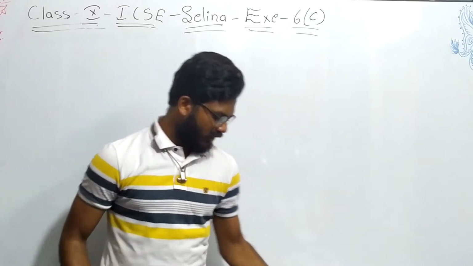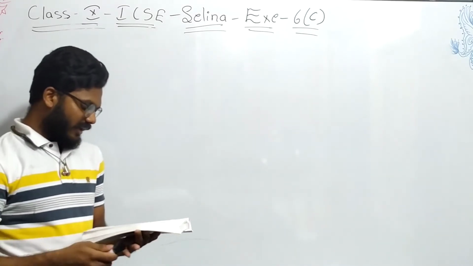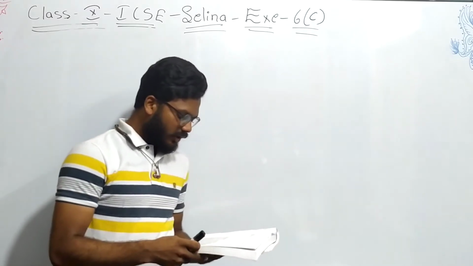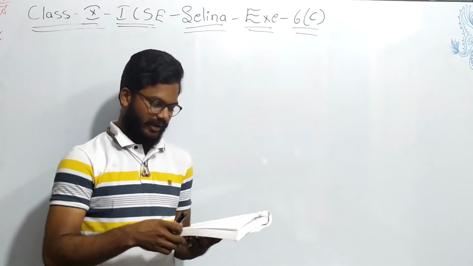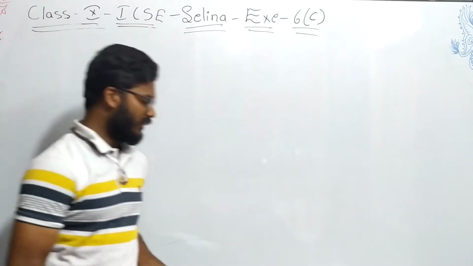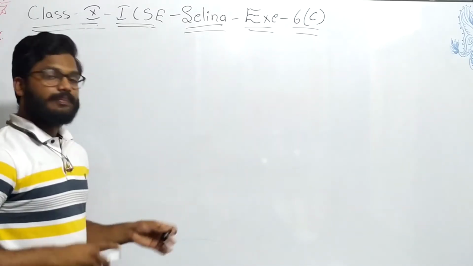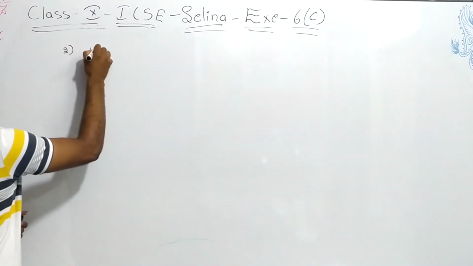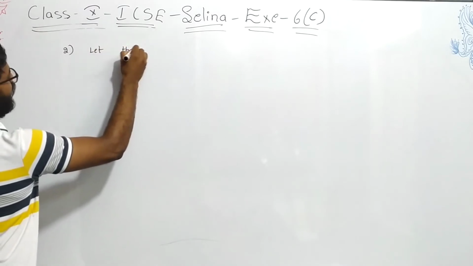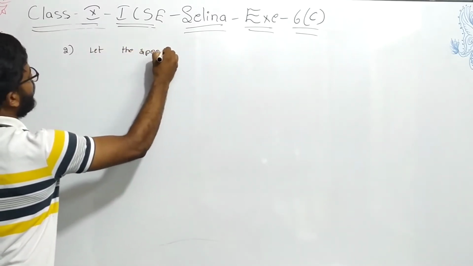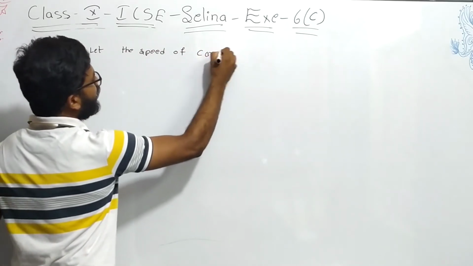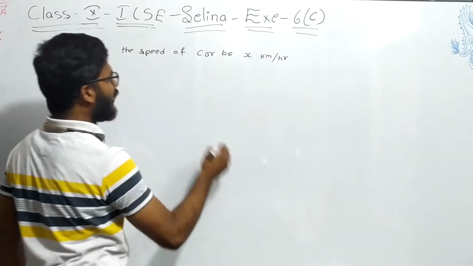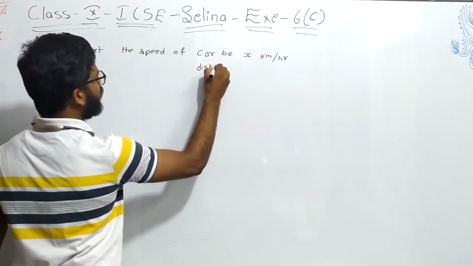Next, second question. If the speed of a car is increased by 10 kilometer per hour, it takes 18 minutes less to cover a distance of 36 kilometer. Find the speed of the car. See here what they are telling. If the speed of the car is increased by 10, so first, let the normal speed of the car be x kilometer per hour. They gave how much distance?